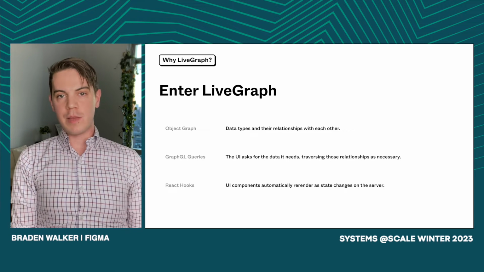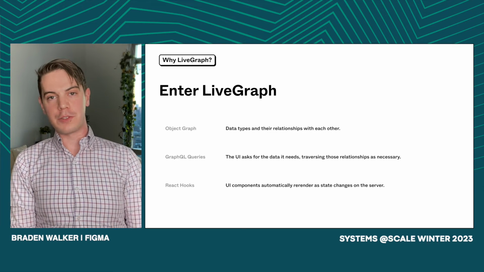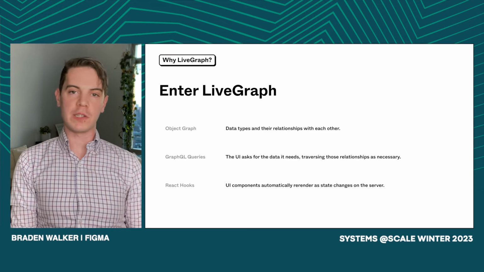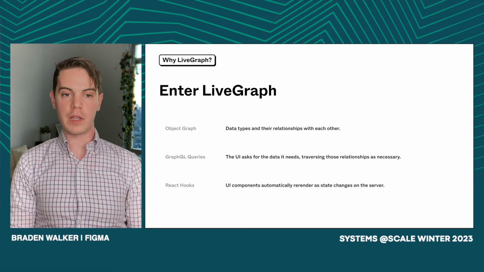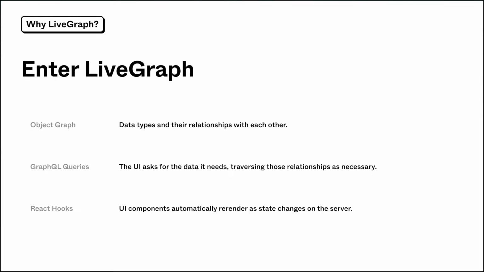It gets its name and its inspiration and a lot of its general workings from the same place as GraphQL, and it works in a very similar way. So we have three things that the product engineers interact with. One is an object graph. These are the data types and their relationships with each other. Then we have GraphQL queries where the UI can ask for the data that it needs, which might traverse those relationships as necessary. And then, and here's where the magic comes in from LiveGraph, React hooks.